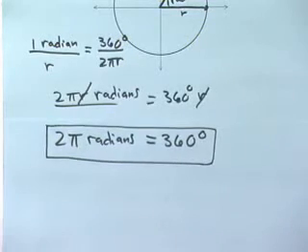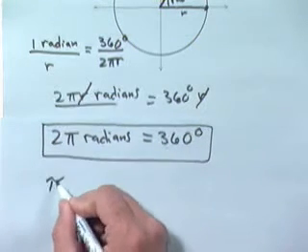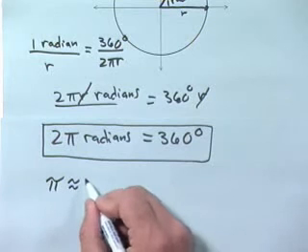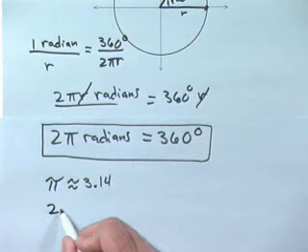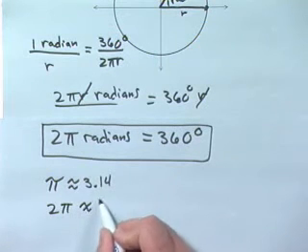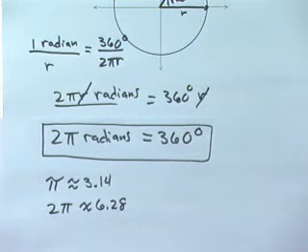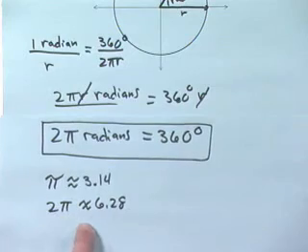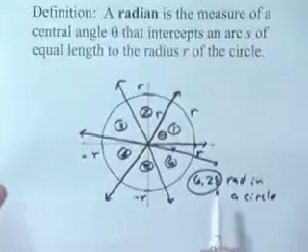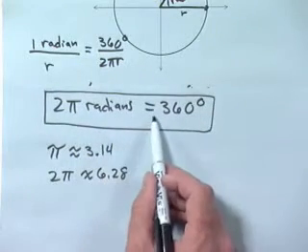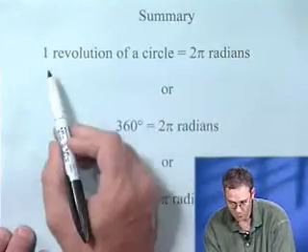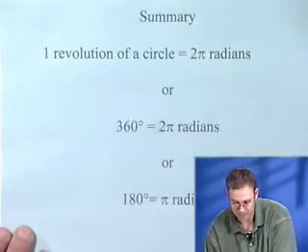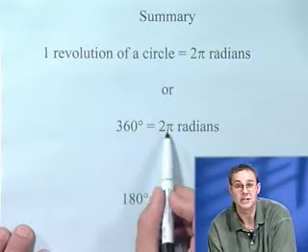Now, this should make sense here in a second, because remember what pi is? The number pi was roughly 3.14. Remember, that decimal goes on forever, but we usually round to about 3.14. So 2 pi is going to be approximately 2 times that, or about 6.28. So 2 pi radians is about 6.28. And remember how many radians there were in a circle? 6.28. So the relationship is 2 pi radians is the exact same thing as 360 degrees. Now I can do a lot with that. 1 revolution of a circle will be the same thing as 2 pi radians, or 360 degrees is the same thing as 2 pi radians.